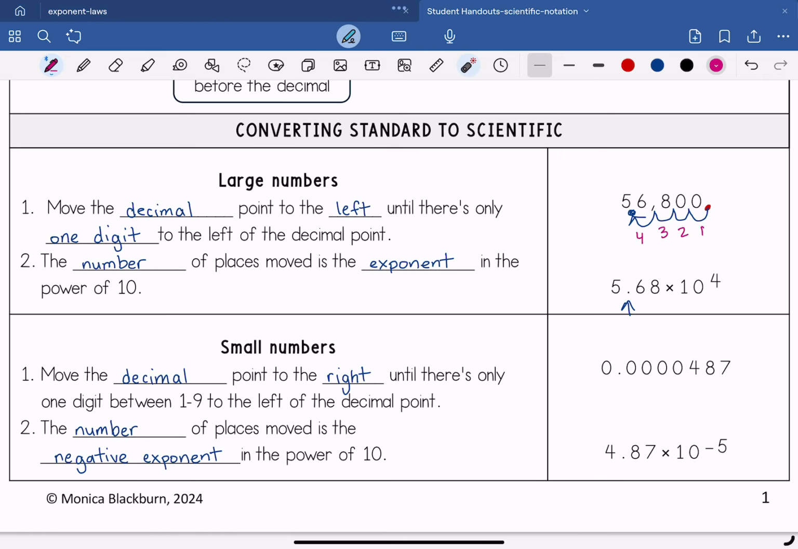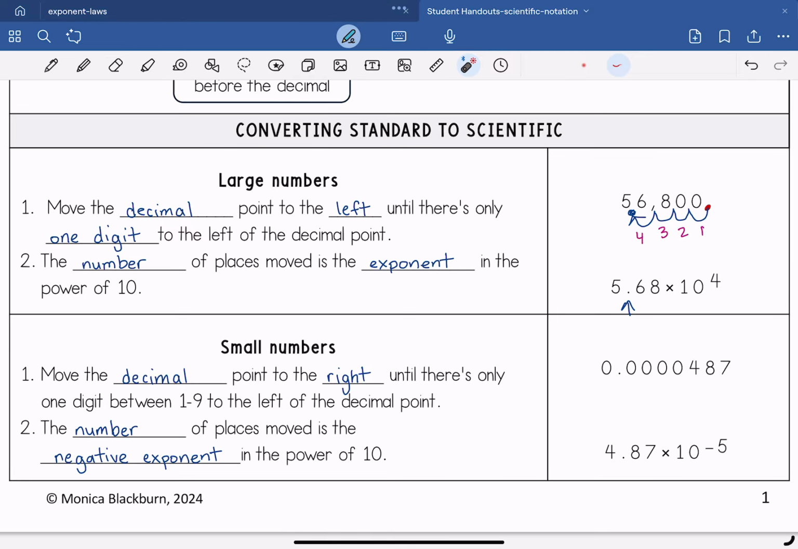So let's reread step 2. The number of places moved, in this scenario 4, becomes the exponent in the power of 10. So we have times 10 to the power of 4. And notice that this number 4 is the same as this number. Okay, so these are the steps for converting large numbers.